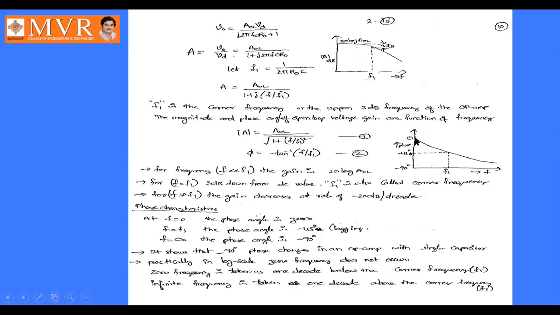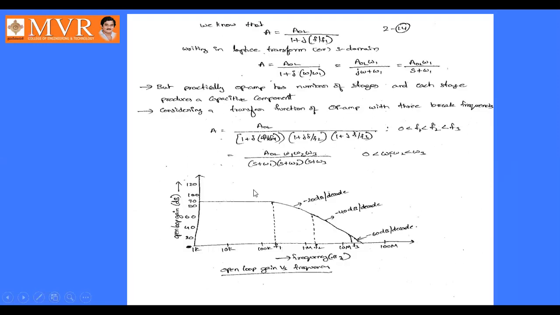Up to F1, the phase shift will be very small. At F1, you can see that there is a phase shift of minus 45 degrees, and beyond that there will be a phase shift of minus 90 degrees. For frequency F less than F1, the gain will be 20 log AOL, and at frequency F equal to F1, the gain is 3 dB down from the DC value. F1 is also called the corner frequency, and for frequencies very much greater than F1, the gain decreases at a rate of minus 20 dB per decade. So this is what we are going to discuss.